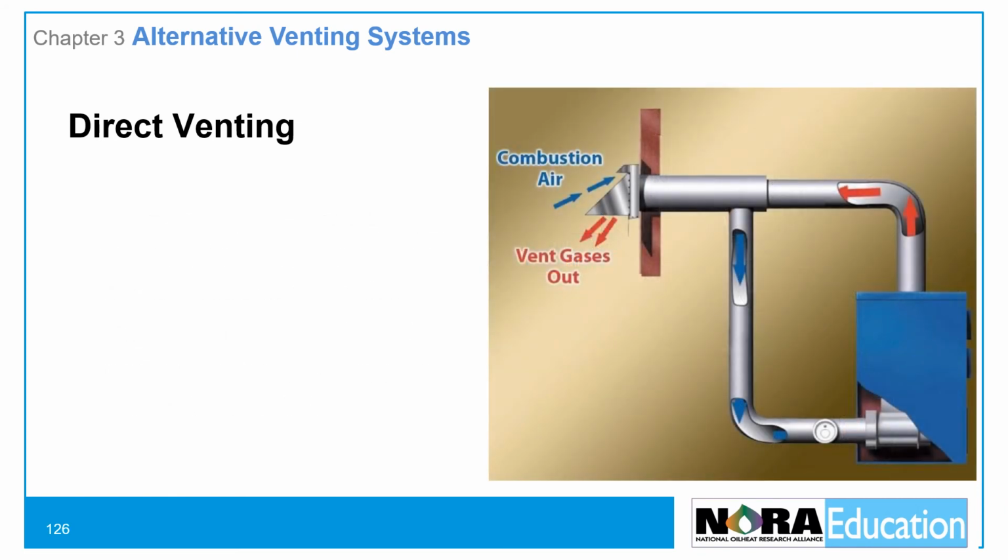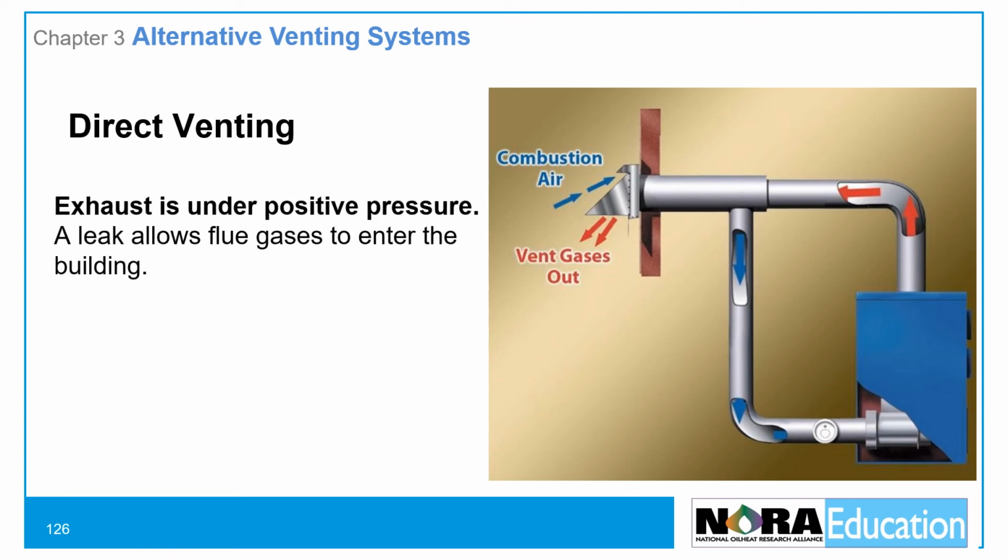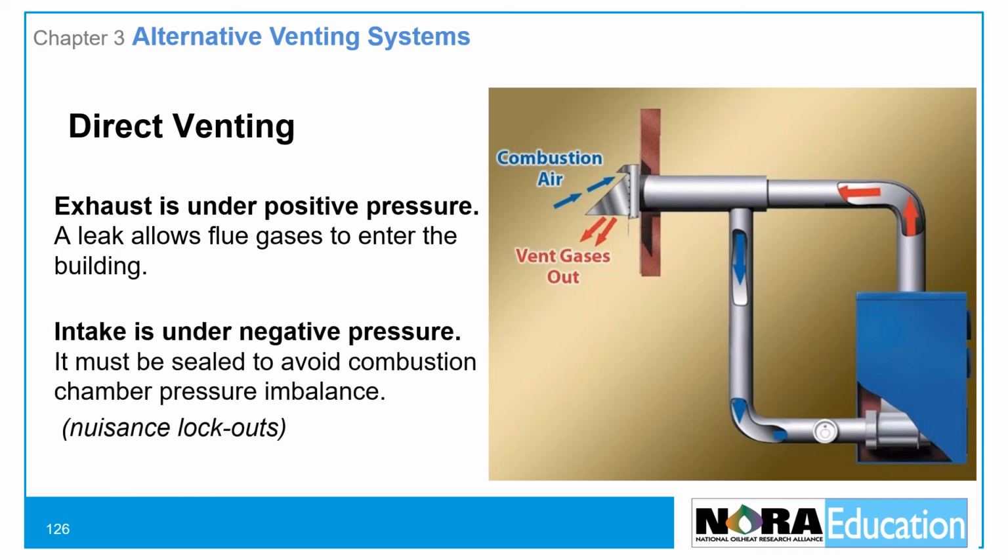Unlike chimney venting and power venting, the appliance exhaust is under positive pressure. If there is a leak in the exhaust pipe, products of combustion will leak into the building. The intake is under negative pressure and must be sealed according to the appliance manufacturer's instructions to prevent chamber pressure imbalances that lead to nuisance lockouts.